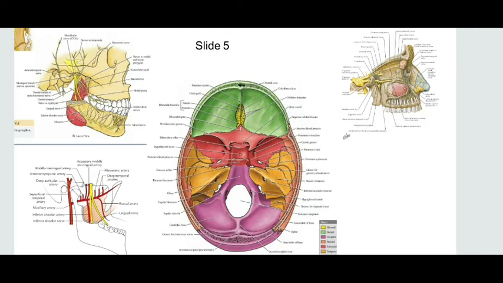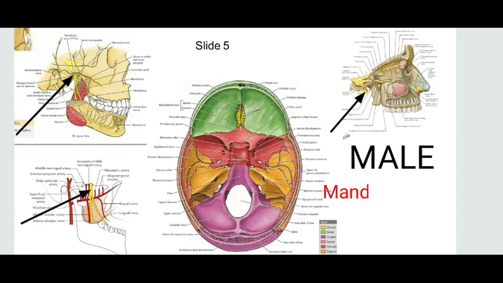And it leads inferiorly to the infratemporal fossa. Through the foramen ovale, the following structures are transmitted, which can be remembered by the mnemonic MEL. So the structures transmitted through the foramen ovale are as follows. Number 1, the mandibular nerve.